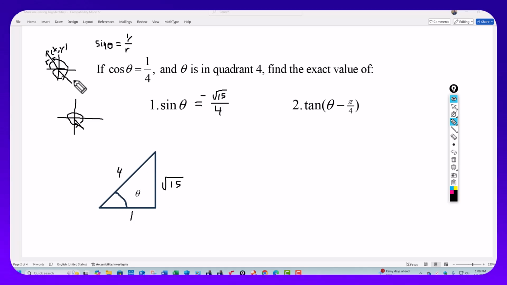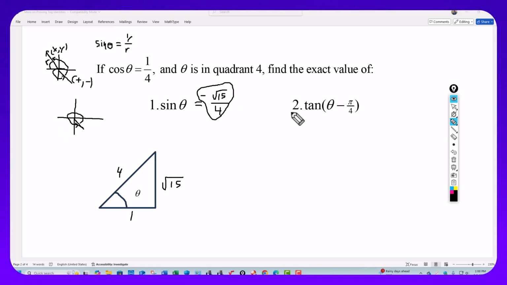Now in this case, if I find a point on the terminal side, the x value is positive. Because it's below the x-axis, the y value is negative. You're talking about a negative y over a positive r. That's why we get a negative. If it had said that the angle was in quadrant 1 or quadrant 2, this would have been positive. Quadrant 3 still would have been negative.